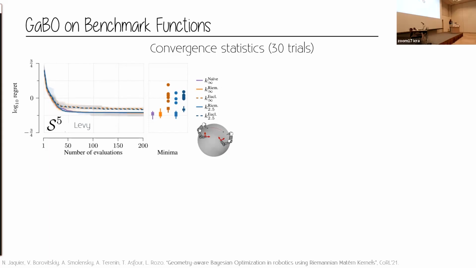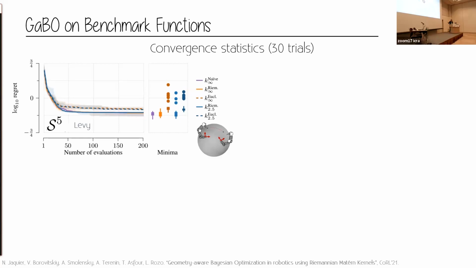And in the Euclidean case, what we do is that we use the Euclidean kernel and we use a constrained Euclidean optimization algorithm for the acquisition function. The goal here is basically that those convergence curves should go as low as possible, as fast as possible, with as few variance as possible across different initializations.